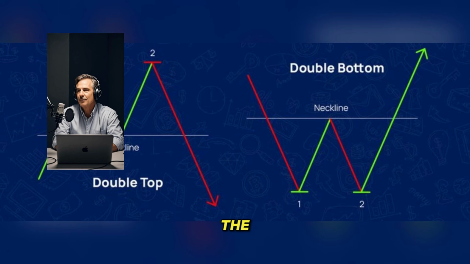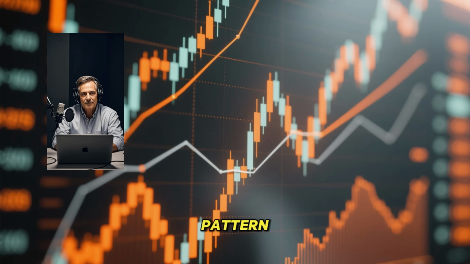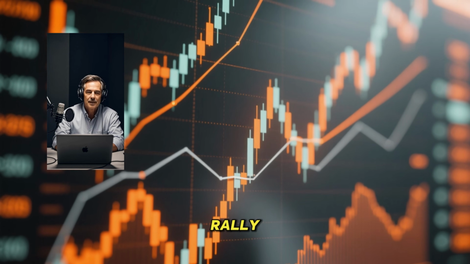A double bottom is the bullish version, looking like the letter W. The price finds support at a certain level twice, signaling that the selling pressure is exhausted. A break above the resistance level between the two bottoms confirms the pattern and signals a potential rally.